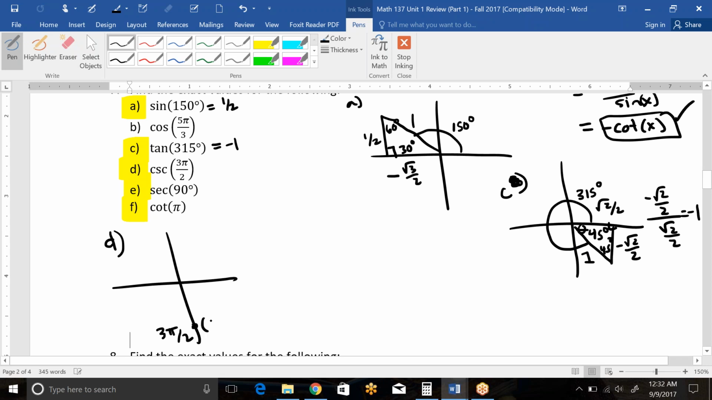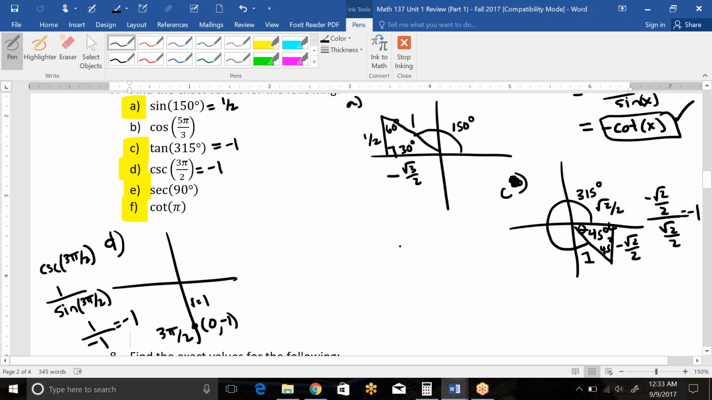Now that has an ordered pair of 0, comma, negative 1, because we're on the unit circle, which means the radius is also 1. And cosecant is the reciprocal of sine. So 1 over sine of 3 pi over 2 will also give us our answer if we wanted to use that. And remember, sine is the y value here. So 1 over negative 1, that would just be negative 1.